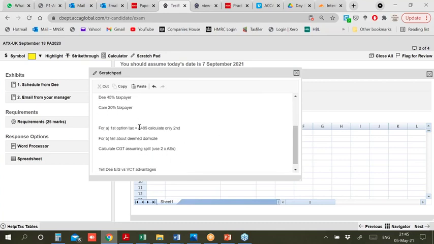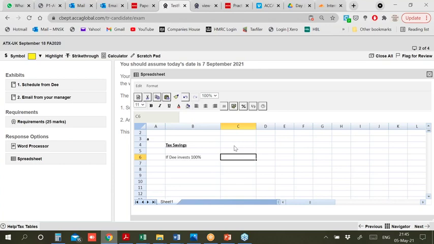Okay, so these are the options. 4485 for the first option, I have clearly written here. So 4485 for the first option. However, for the second option, if D invests 300, and I'll put a space between them, if CAM invests 150,000, because that's what their friend's plan was, who is a tax advisor as well.